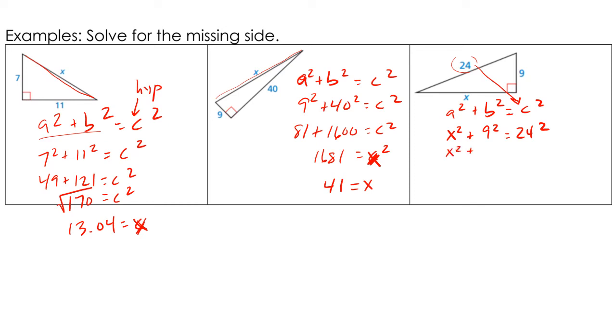And then we just start solving from there. 9 squared is 81. 24 squared is 576. Now to solve for x, we've got to get this 81 removed from that side by subtracting that from both sides. So x squared then would be 495. And the last step then to undo that exponent would be to take that square root. So x would be the square root of 495, which would be 22.25 roughly.